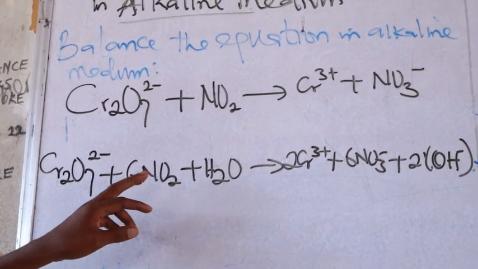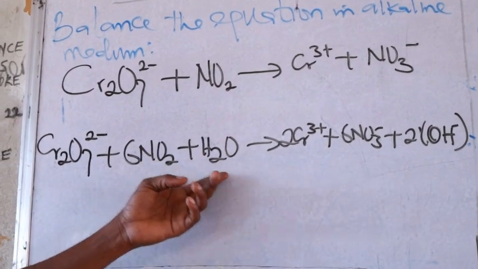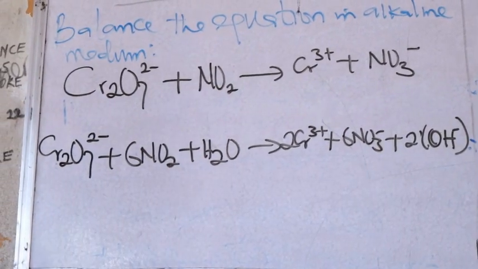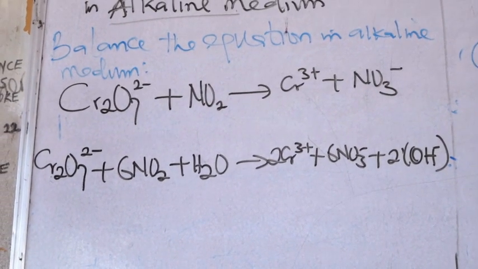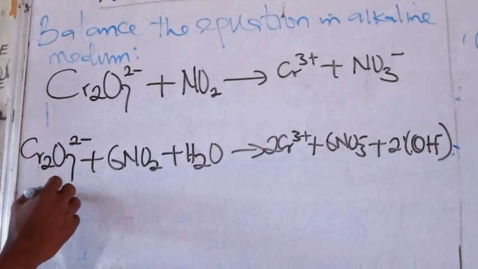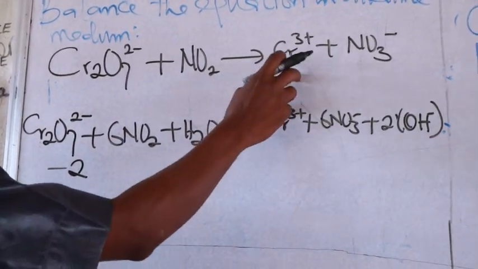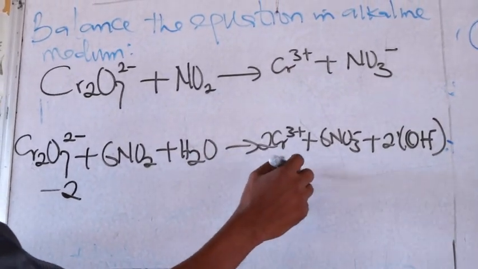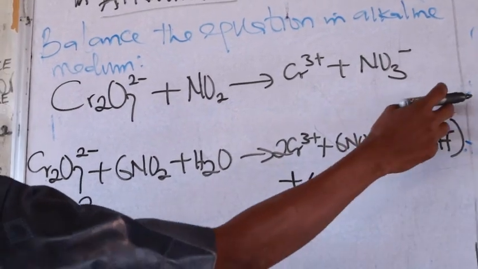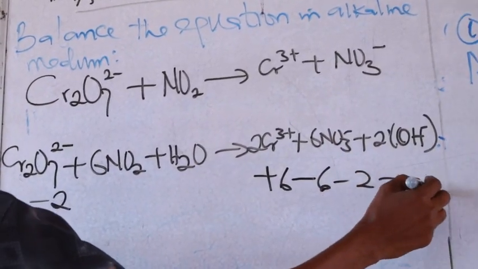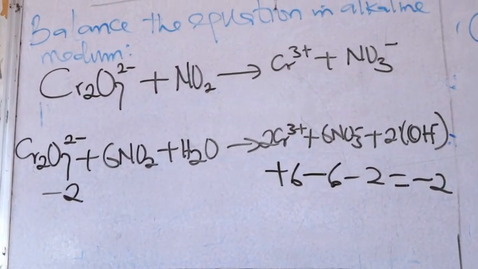Then how many nitrogen do you have? Then how many hydrogen? The atoms are balanced. But you have to check for the charge. Is the charge balanced or not? The total charge here is what? Minus 2. This is 6, 2 times 3 plus 6. 6 times minus 1 plus 6. 2 times minus 2. Total of what? Minus 2. That's when the equation is balanced.